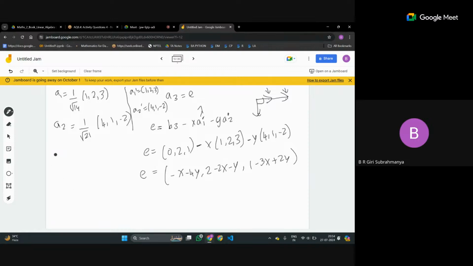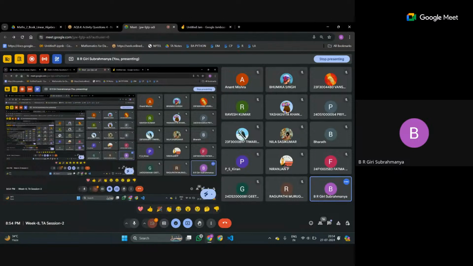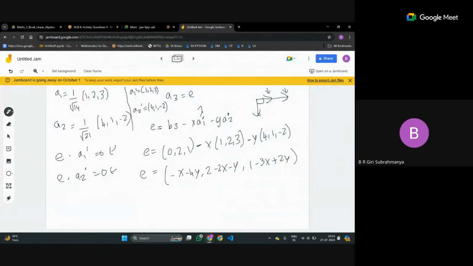Now we are going to use this property. Error vector is orthogonal to A1 dash. Error vector is orthogonal to A2 dash. With this property we are going to get two equations. With these two equations we are going to solve for these two unknowns x and y. Clear? So once we get the error vector, we have got the third orthonormal vector. Let me write A3 is error vector divided by its norm. Fine. So first thing is it is orthogonal to A1, right?